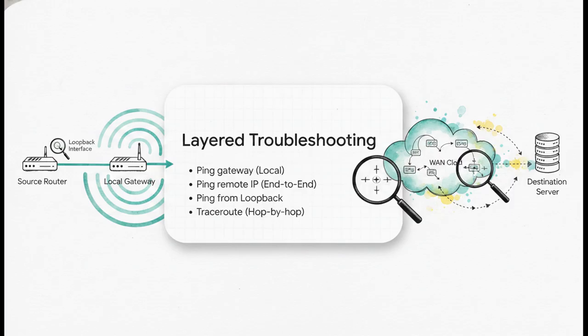Now, Step 3 is brilliant. You ping the remote IP again, but this time you source it from your loopback interface. This validates that the return traffic actually has a valid route back to your management IP, which is absolutely critical for dynamic routing protocols like OSPF and BGP. Finally, if you're still seeing drops, Step 4 uses traceroute to pinpoint the exact hop where the network is failing. See? Structure beats guessing every single time.